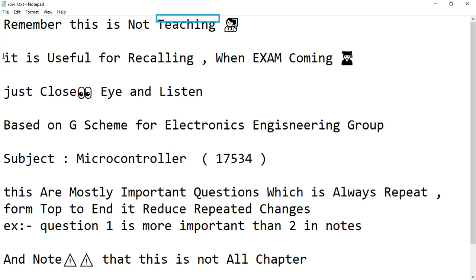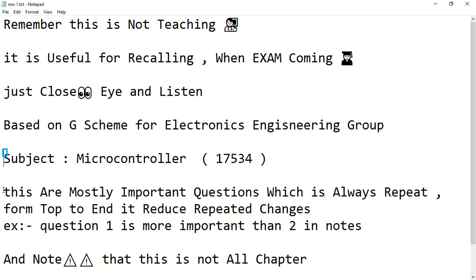Remember, this is not for teaching, teacher. It is useful for recalling when the exam is coming, student. Just select your subject. Based on the G scheme for the electronics engineering group. Subject selected: Microcontroller.